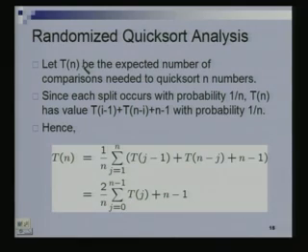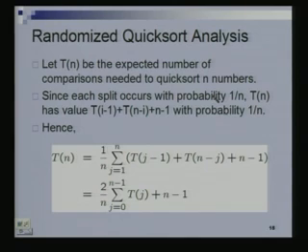Okay. So let Tn denote the expected number of comparisons required by quicksort. Tn is a function of n. The number of comparisons required to sort n numbers will depend upon how many numbers you have.